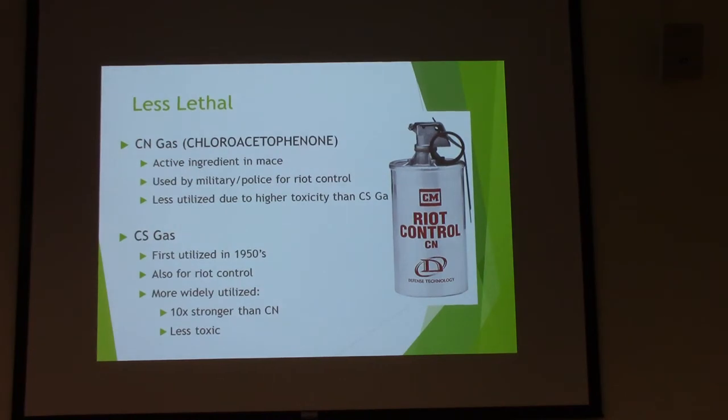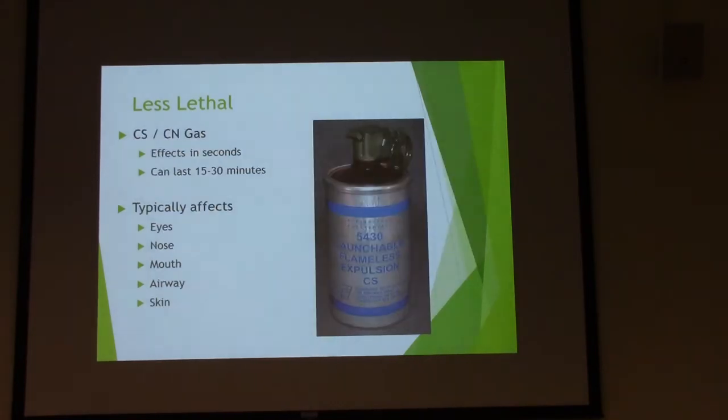So we got CN gas and CS gas. CN gas is the active ingredient in mace, mostly used by police and military to control riots. Less utilized due to the higher toxicity. With CS gas, it was first utilized in the 1950s, also for the control of riots. This is more widely used. It's 10 times stronger than CN gas, but it's less toxic. CS gas affects within 30 seconds and can last for up to a half hour.